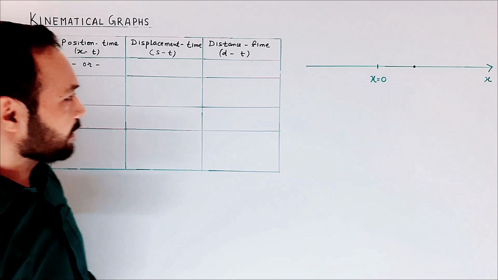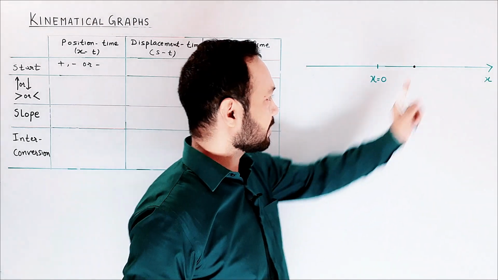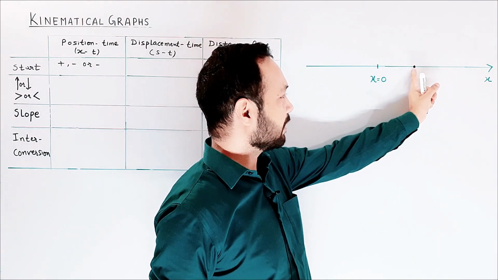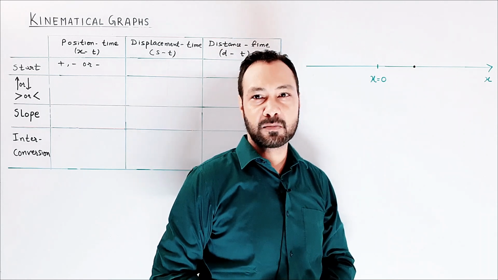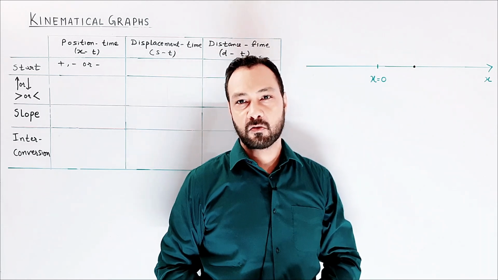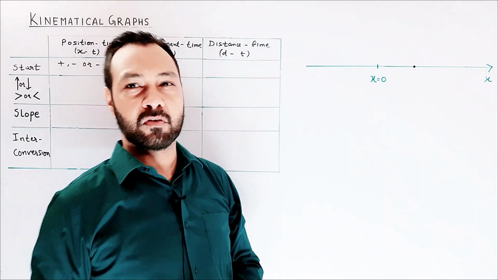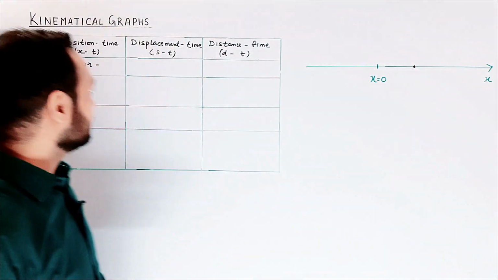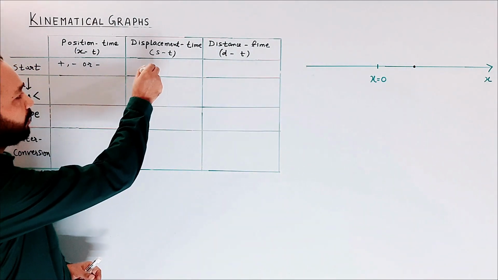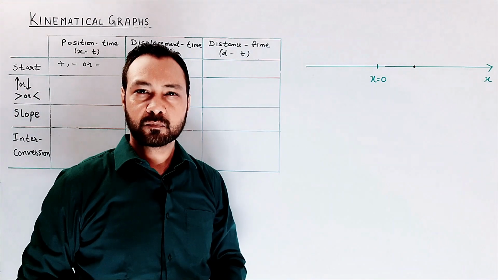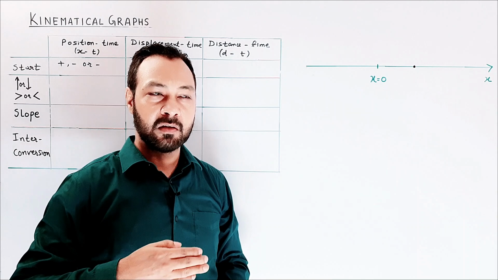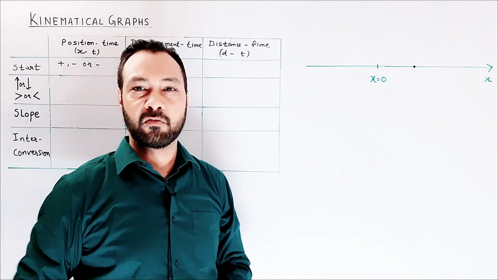But displacement, even if it starts from here, only when it moves will it be called displaced. So initial displacement is always 0. So the displacement graph will always start from the origin. The same is true for distance, because obviously the body needs some time, only then will it cover a distance.